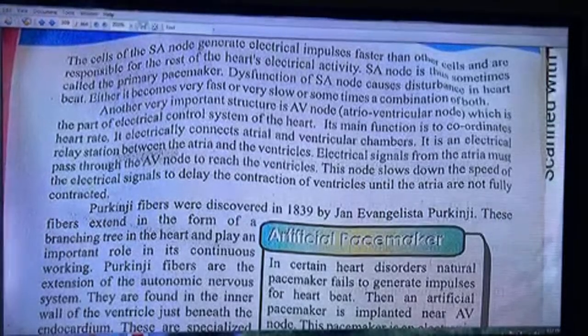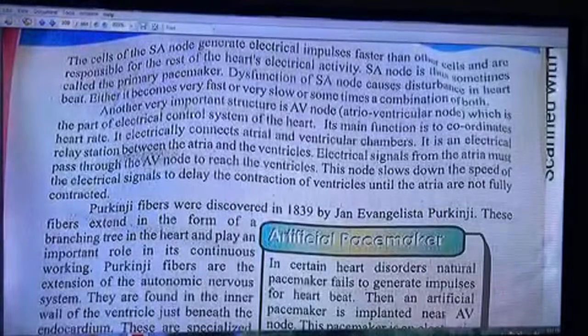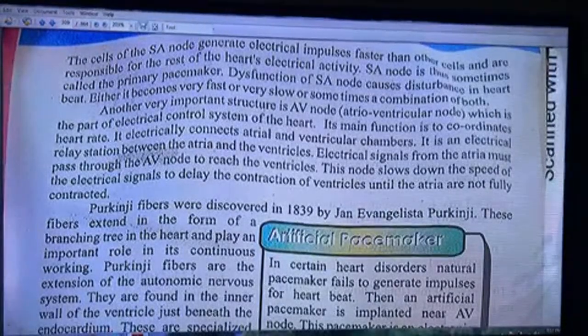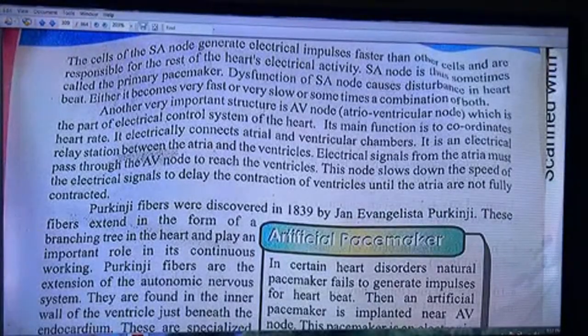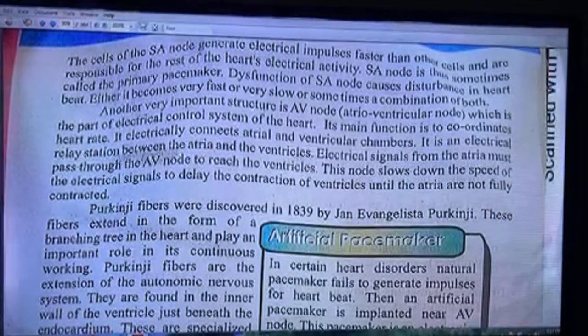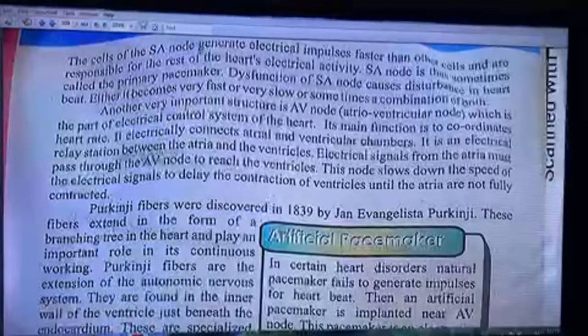It is an electrical relay station between the atria and the ventricles. Electrical signals from the atria must pass through the AV node to reach the ventricles. This node slows down the speed of the electrical signals to delay the contraction of the ventricles until the atria have fully contracted.